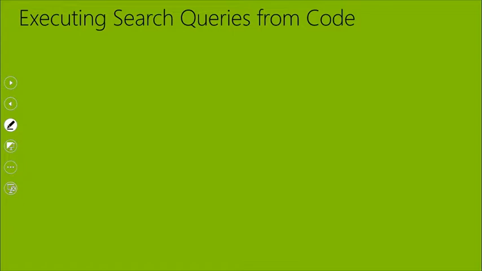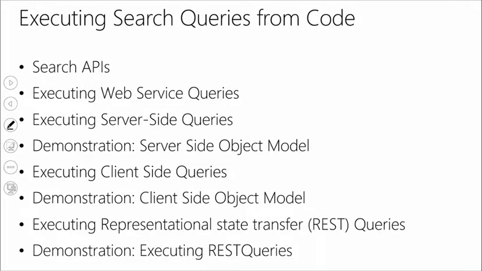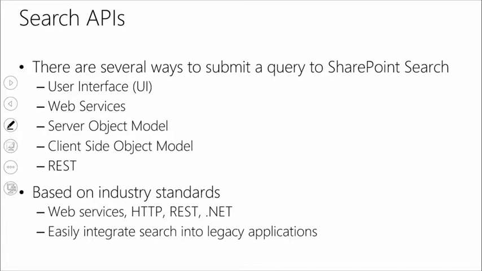Okay. Now, I could, of course, fire up the UI and do a search. But again, we're here to do code. So let's talk a little bit about doing code. With code, the first thing you're going to notice is that we have a lot of different APIs that are available to us. We do have the user interface.